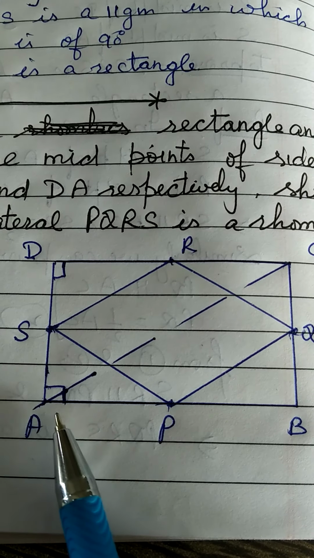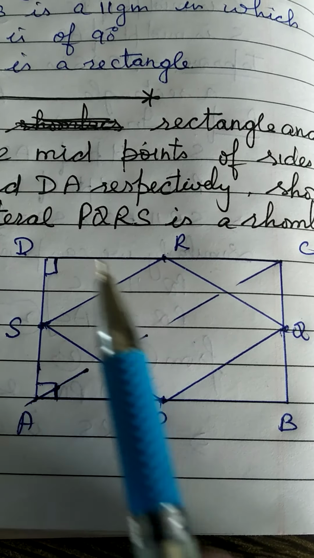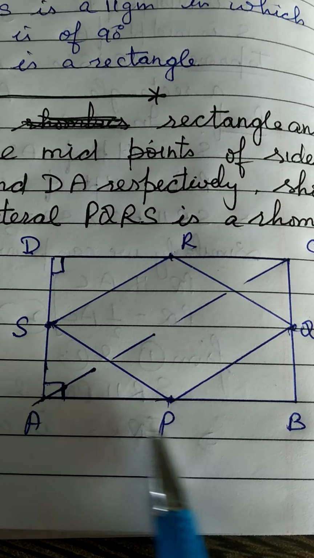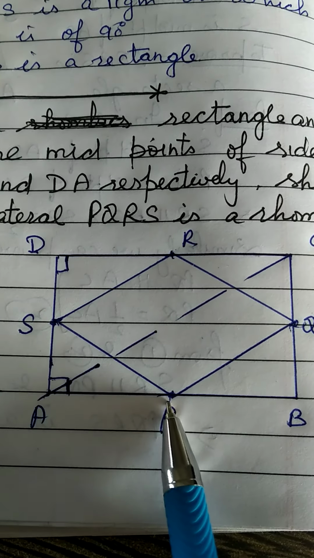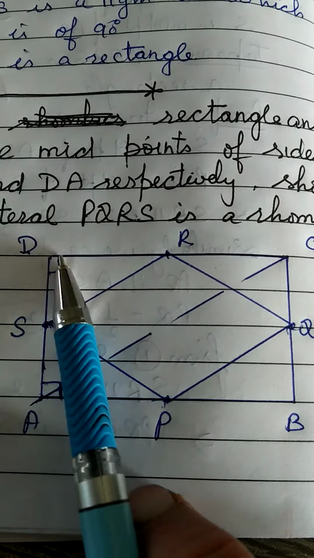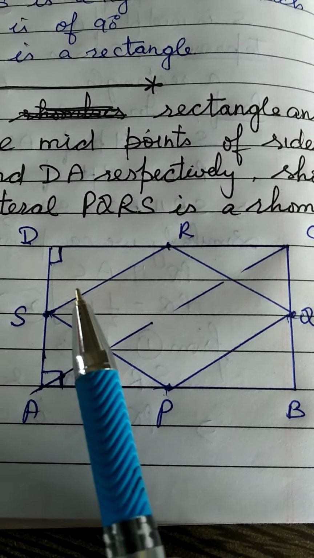Then DR is equal to AP, because AB is equal to DC, then half of AB is equal to half of DC. Half of AB is AP and half of DC is DR. Now we have AP is equal to DR.